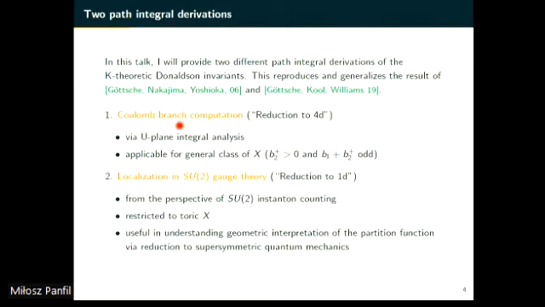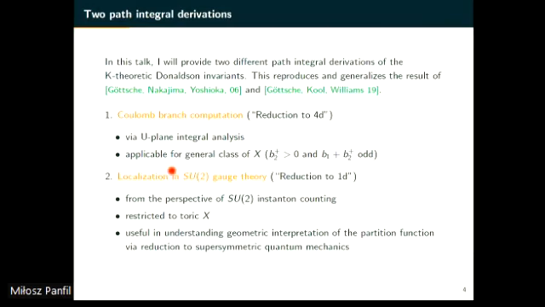The first approach can be thought of as a computation in the Coulomb branch of the effective 4D theory on M4. This is via the so-called u-plane integral analysis. This can be thought of as an uplift of the u-plane integral of Moore and Witten in the 90s, where they first provided the path integral derivation of the 4D version of the original Donaldson invariant.